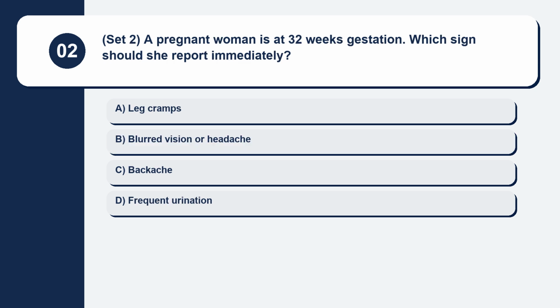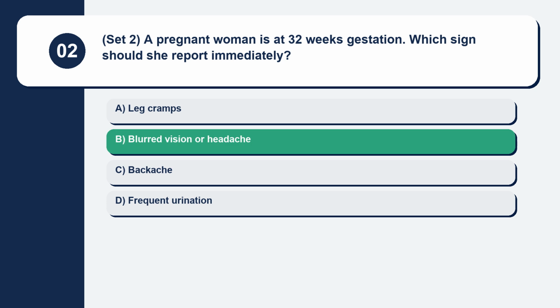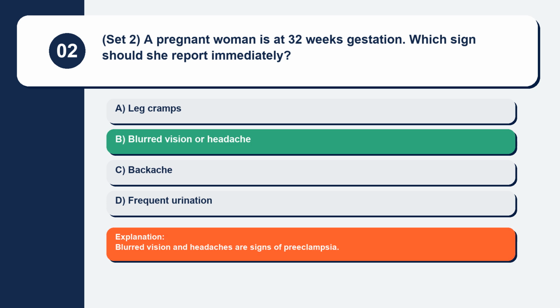Question 2. Set 2. A pregnant woman is at 32 weeks gestation. Which sign should she report immediately? Leg cramps, blurred vision or headache, backache, frequent urination. Blurred vision and headaches are signs of preeclampsia.